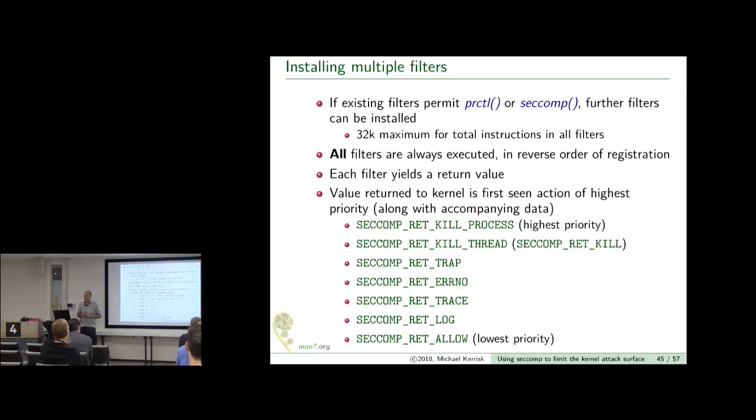Each one of those filters gives you back a return value. The kernel executes all the filters, and then it says, I'm going to do the action of the first filter of the highest priority. And there's a priority of filters. SECCOMP_RET_KILL_PROCESS is highest priority. SECCOMP_RET_ALLOW is lowest priority. The reason for this first-seen action is that you might have several filters that return SECCOMP_RET_ERRNO, and perhaps that's the highest priority that is returned by any of the filters. The first filter that returned an errno value, that will be the errno value that is used.